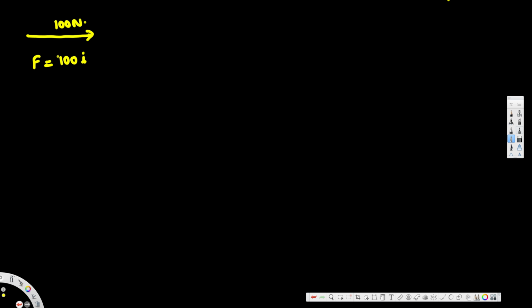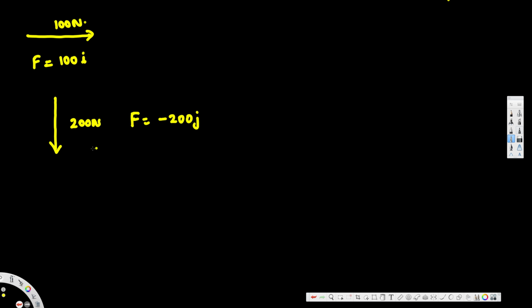Okay, and let's say we have a force acting in the vertical direction, acting downward, 200 Newton. Since it is acting downward, we can write negative 200, and this is in the vertical component, so this is going to be j. We don't have a horizontal component, so we have 0i, and we don't have to write that.